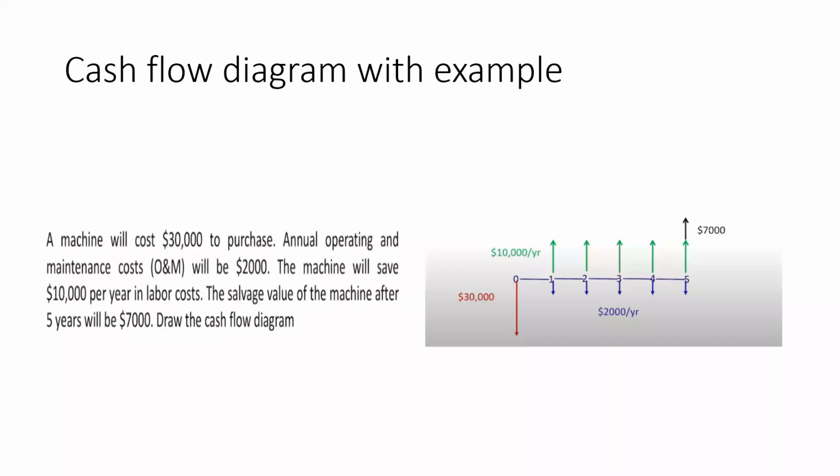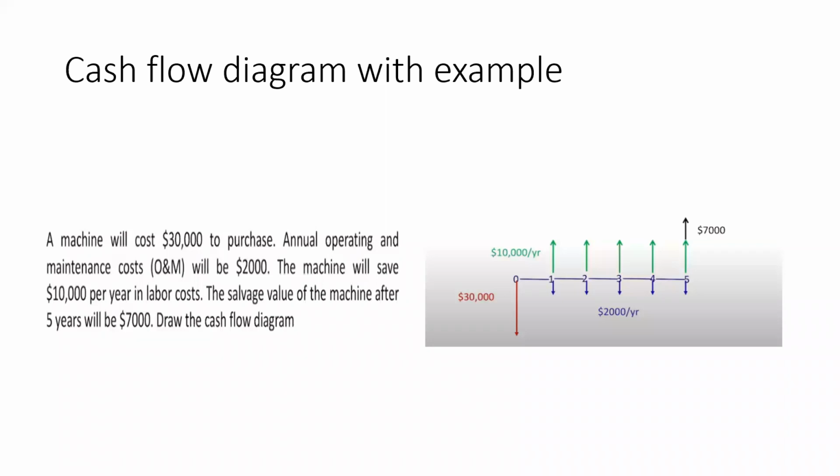Annual operating and maintenance cost will be 2,000. For the whole 5 years, I'll be maintaining it at a cost of 2,000 naira, which is also negative all through. That's why you can see the blue arrow 1, 2, 3, 4, 5. The blue arrow represents the 2,000 naira and it's still facing downward. So let's go on. The machine will save 10,000 naira per year in labor cost.